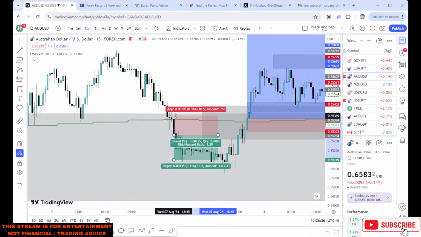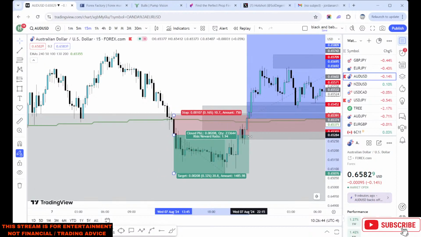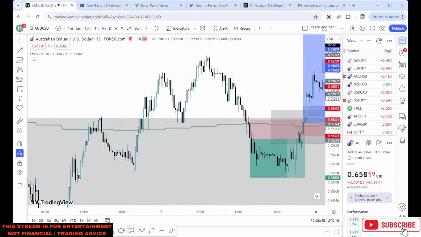Stop loss right above, 10 pip stop. It hits a 1 to 2, but you get stopped out, right? So let's say you take a loss, but you make it back with the monster. Let's say you take your entries right here.